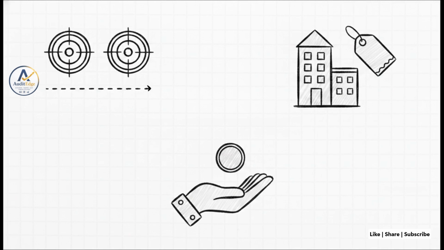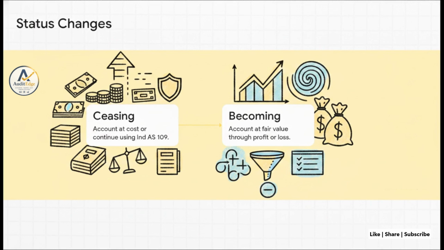Let us look at 3 specific scenarios. First, if you measure investments at fair value in your main statements, you must do the exact same in your separate statements. Second, if an at-cost investment is suddenly held for sale, you have to switch to IND AS 105. But if it is under IND AS 109, the measurement stays exactly the same, even if it is held for sale. Finally, for dividends, you only recognize a dividend in profit or loss when your legal right to receive it is firmly established.